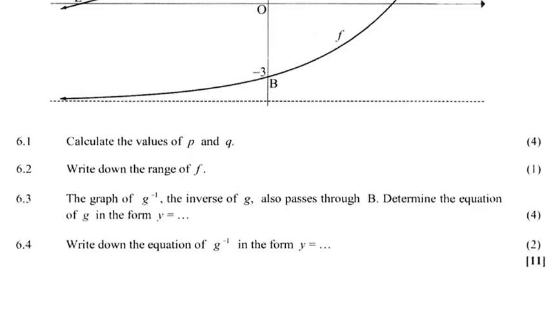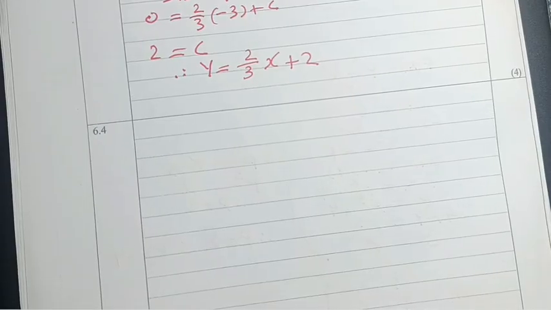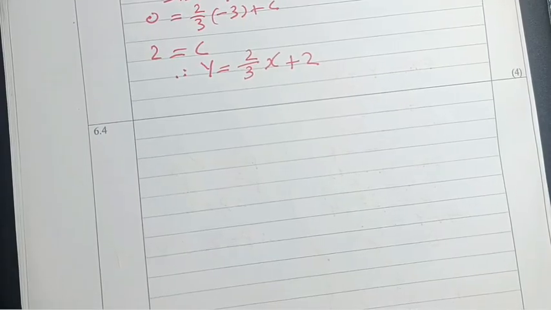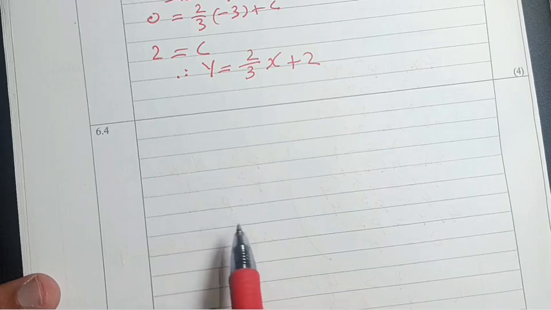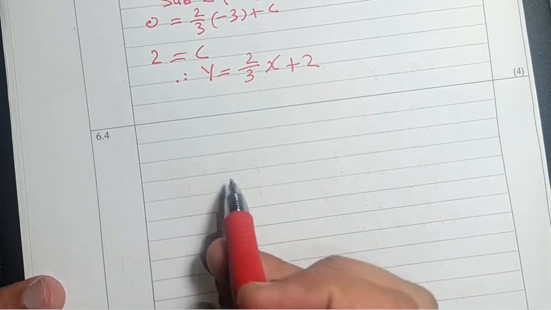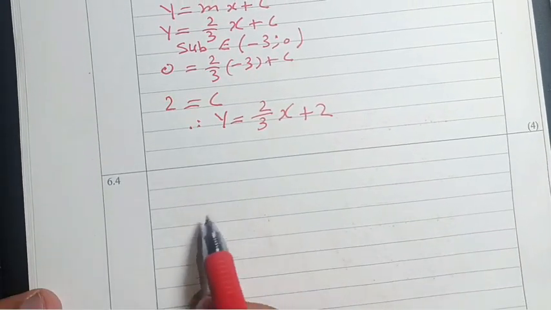6.4. Write down the equation of G inverse in the form y is equal to, which means y is equal to mx plus c. This is the last question. Write down the equation of G inverse. So this is G we have now. We need to find the equation of G inverse. So how are we going to do that?